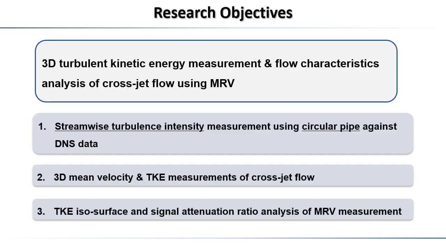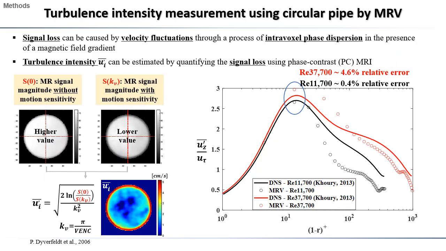The primary objective of this research is to measure and analyze 3D TKE of CrossJet flow using MRV. First, we measured the stream-wise turbulence intensity in a circular pipe using MRV and compared it to the DNS data. Then, we conducted measurements of the 3D mean velocity and TKE of the CrossJet flow using MRV. Finally, we conducted an analysis involving TKE isosurface and signal attenuation ratio based on MRV measurements.